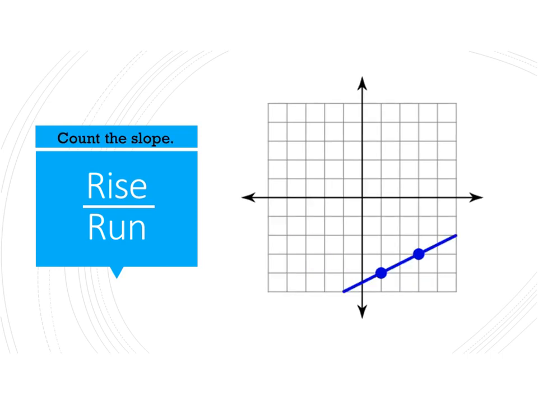On this figure, again, going from left to right, it would have to go up 1 and to the right 2. So it would rise 1 and run 2. And that is simplified, so my slope is 1/2.